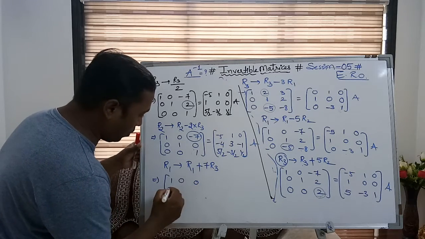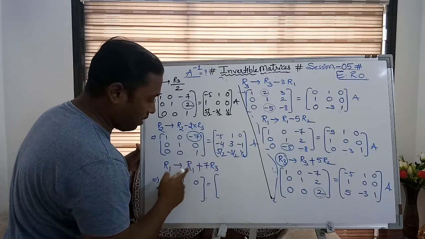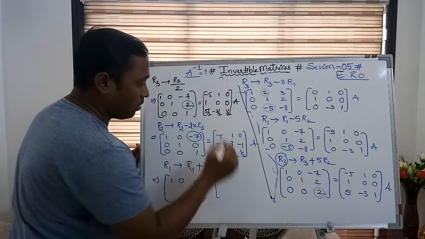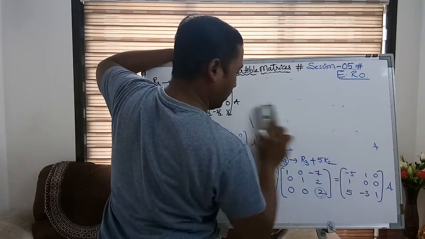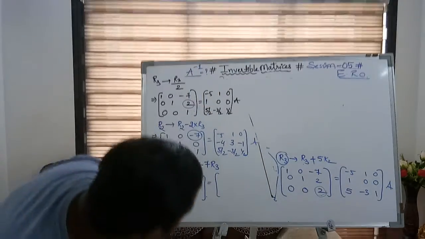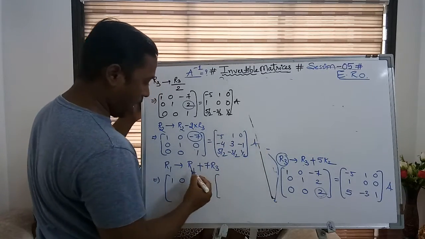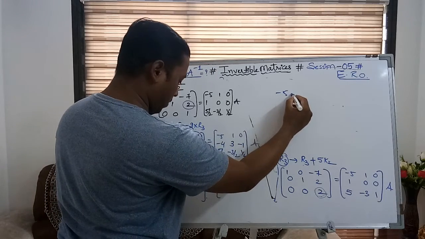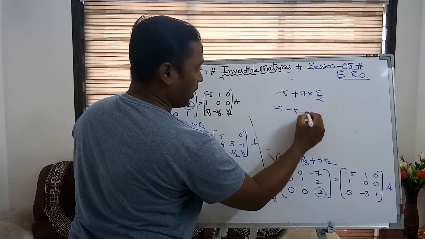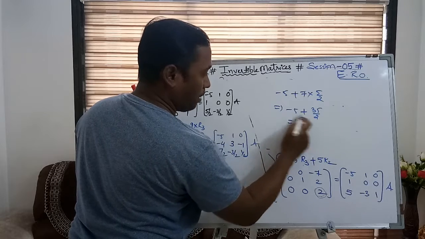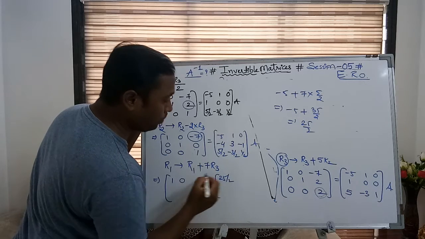So the operation I am going to do is changing R1. So it will be 1 0 0 and R1 is changing: minus 5 plus 7 times R3. I require one quick calculation here. R1 plus 7 times R3. So what is the R1 element in this? Minus 5 plus 7 times the R3 element, that is 5 by 2. So minus 5 plus 35 by 2, that is minus 10 plus 35, that is 25 by 2. So here I got 25 by 2.